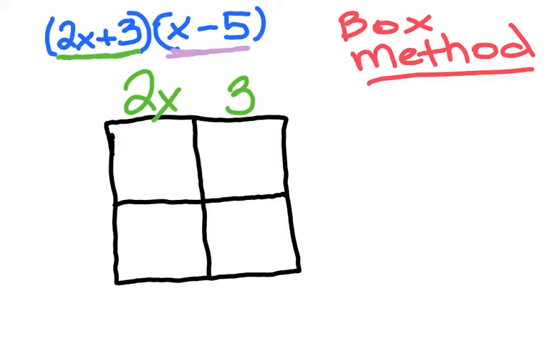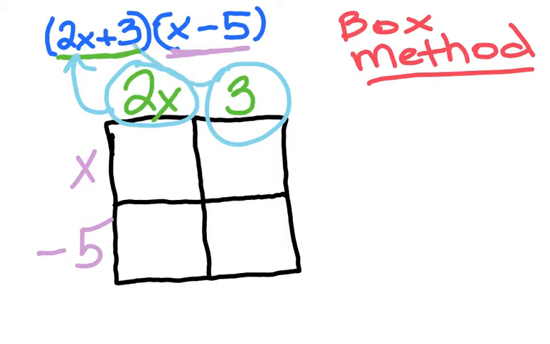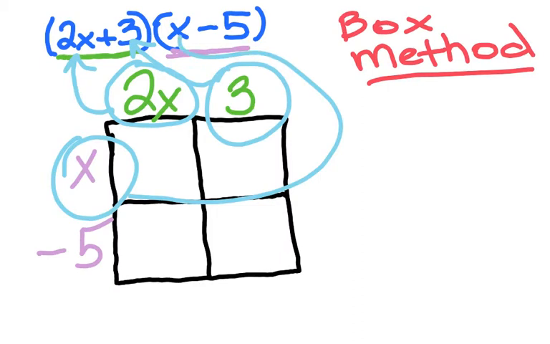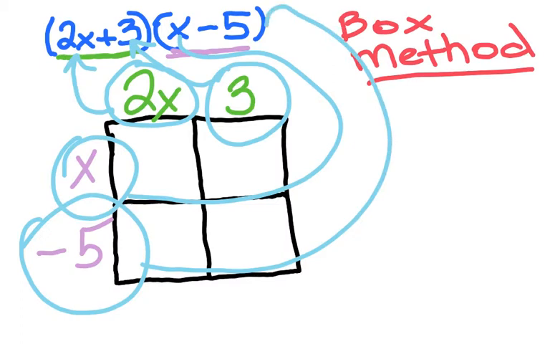Using the x minus 5, it goes up and down, so the x goes on the top, and the negative 5 goes on the bottom. So this actually is pretty quick, because the goal of this screen is just to recognize that this is where the 2x comes from, this is where the 3 comes from, this is where the x comes from, and this is where the negative 5 comes from. Now let's see what happens.